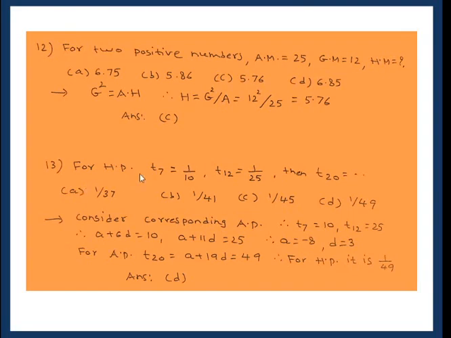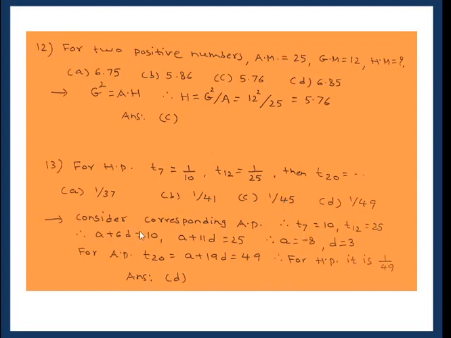Now this is a simple one. For a harmonic progression, T7 is 1 by 10 and T12 is 1 by 25. What is T20? Now what is a harmonic progression? A, B, C are said to be in HP if their reciprocals 1 upon A, 1 upon B, 1 upon C are in AP, that is arithmetic progression. So consider the corresponding AP. For HP, T7 is 1 by 10, so for AP, what will be the 7th term? 10. What will be the 12th term for AP? 25.